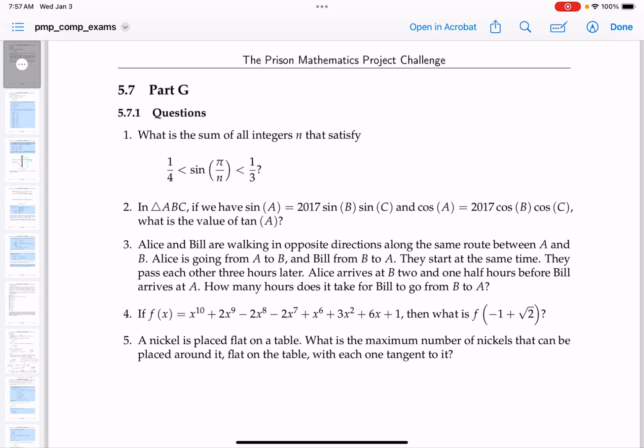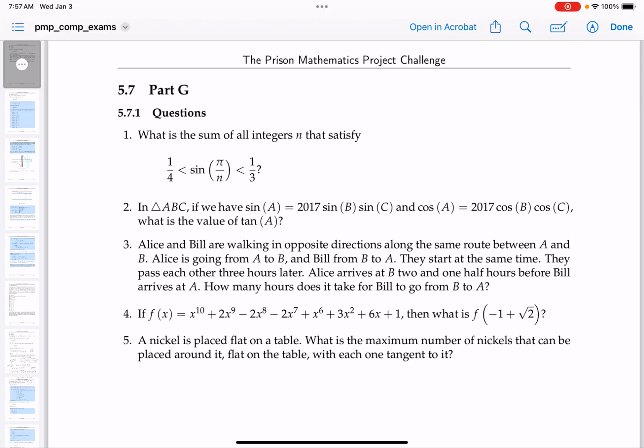Okay, number 2, we have a triangle ABC. I see that. It tells me what the sine is, and the sine looks pretty complicated. The sine of A is 2017 times the sine of B times the sine of C. And the cosine of A is 2017 cosine of B cosine of C. What's the value of tangent of A?